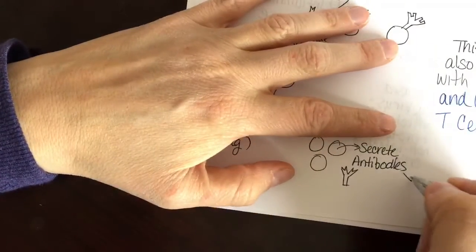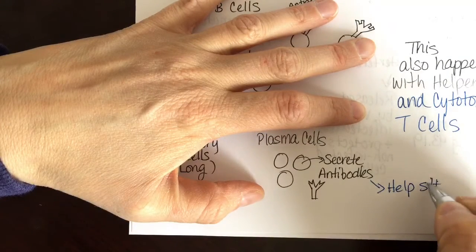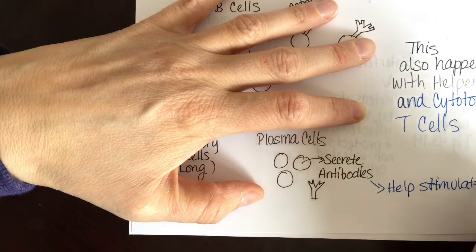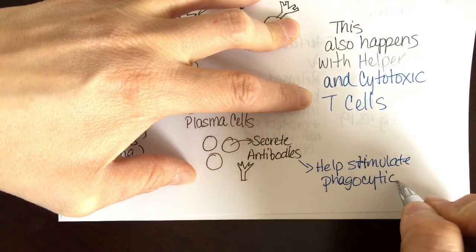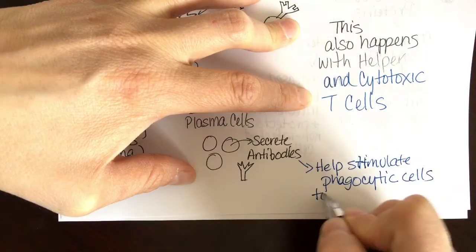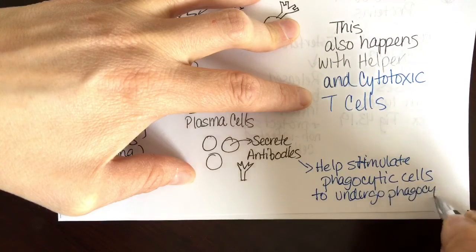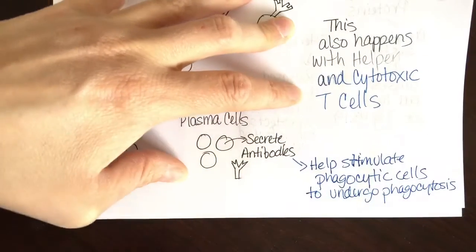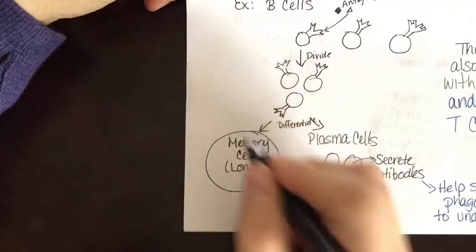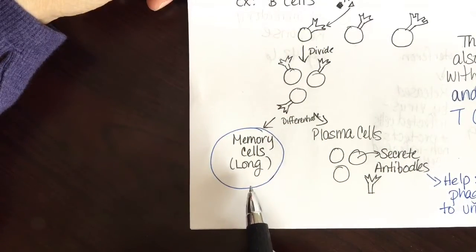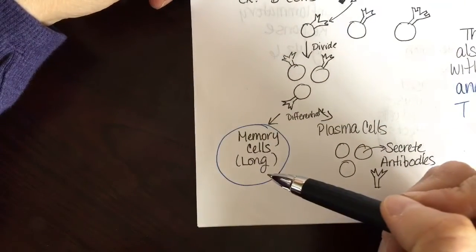So these guys, remember, help stimulate phagocytosis by those phagocytic cells. Okay. So remember the memory cells, the long-term ones, stay in your body in the long run and make the second response happen a lot quicker.